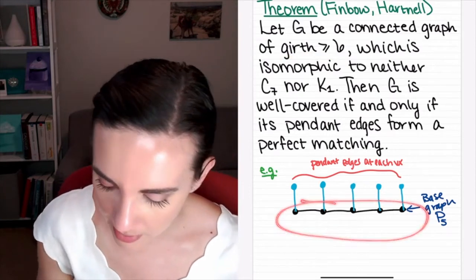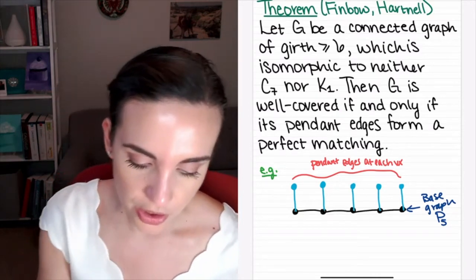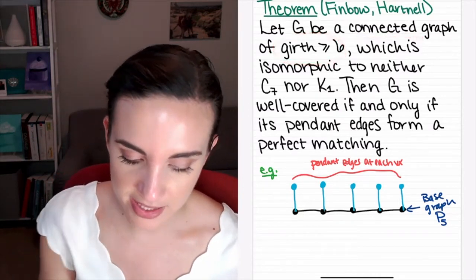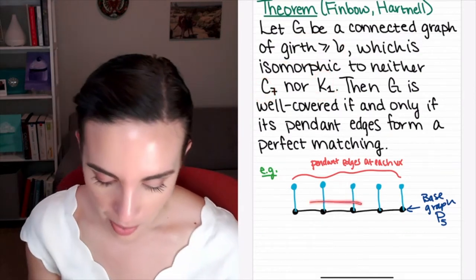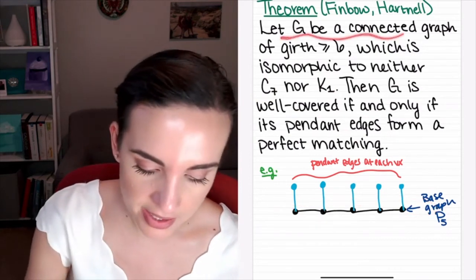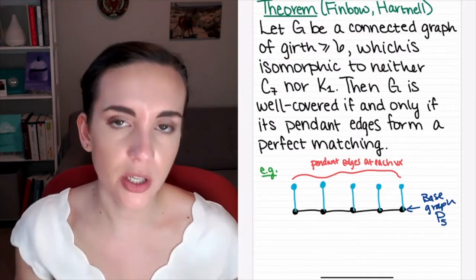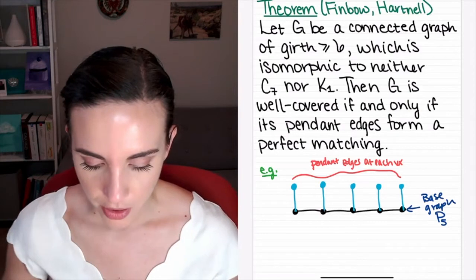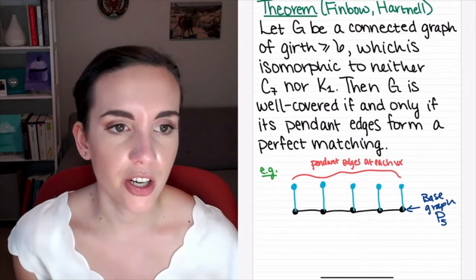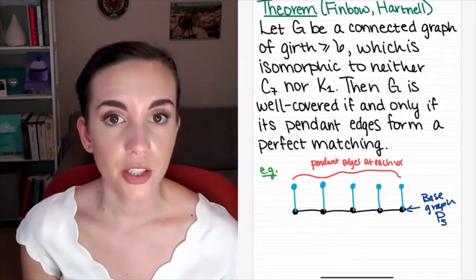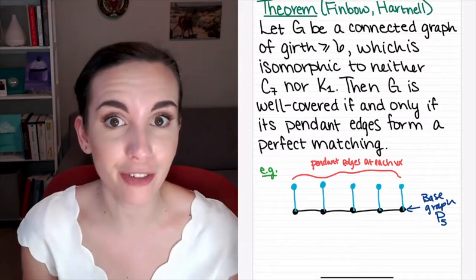So the path has girth infinity because it doesn't have any cycles. So it definitely satisfies this. It's connected and it's not C7 or K1. So if your base graph satisfies these properties, then when you add pendants to it, that resulting graph will also satisfy those properties. So that's one thing that's nice to know. We just want to make sure that the base graphs that we start with have girth at least 6 and are connected. So many well-covered graphs look like this. You take a graph and you stick on pendant edges at every vertex.